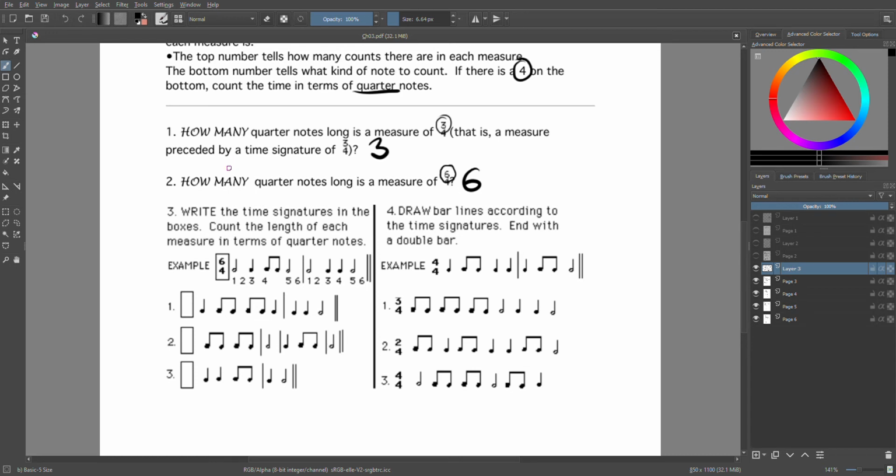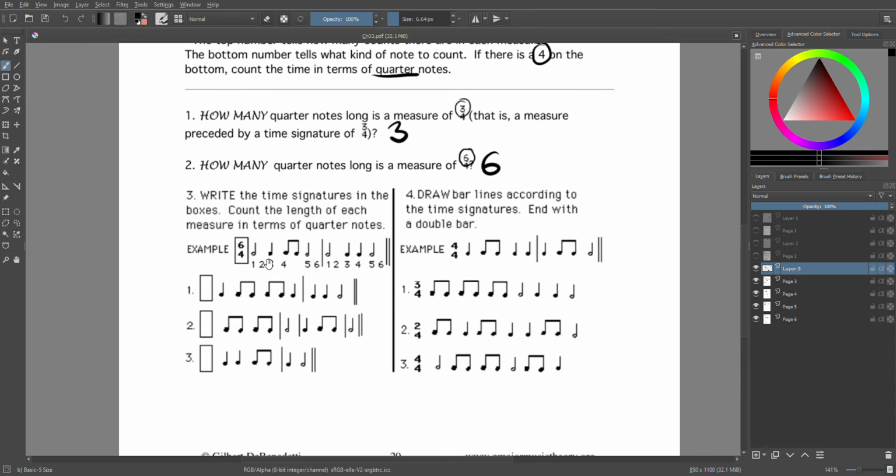Now, we're going to write our own time signatures in these boxes. So we're going to count the length of each measure in terms of quarter notes. Still counting quarter notes, and how many are in each one. Here's the example. So 6, 4 is our example. There's 1, 2, 3, 4, 5, and 6. 1, 2, 3, 4, 5, and 6. So 6 beats in each measure.